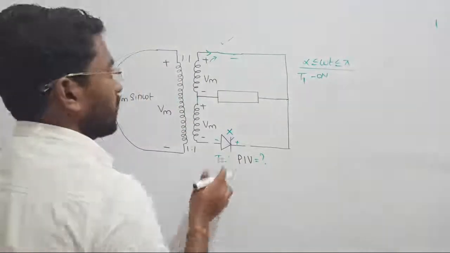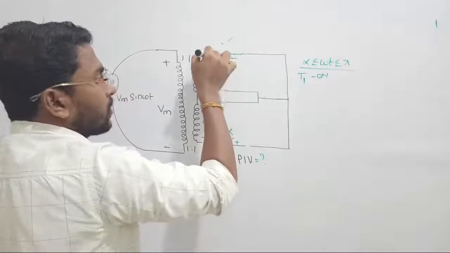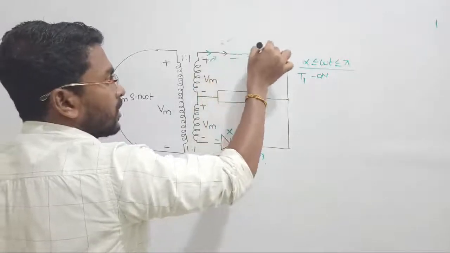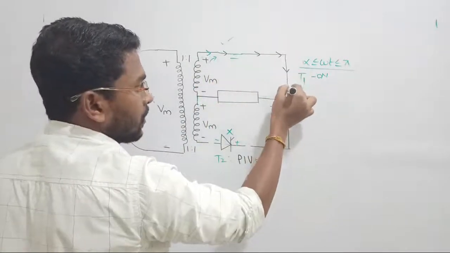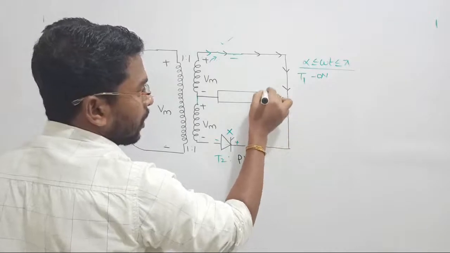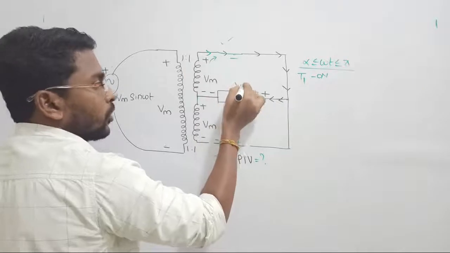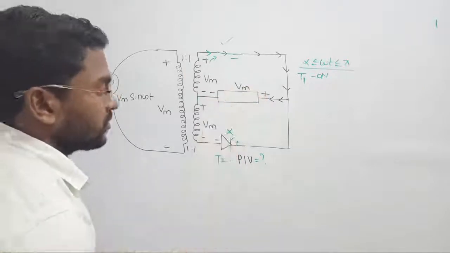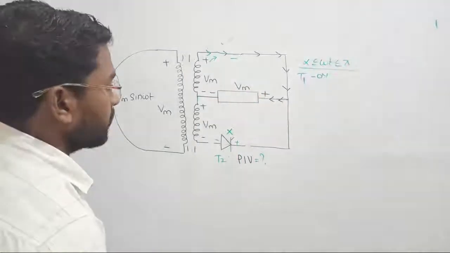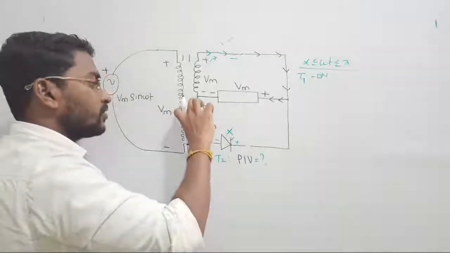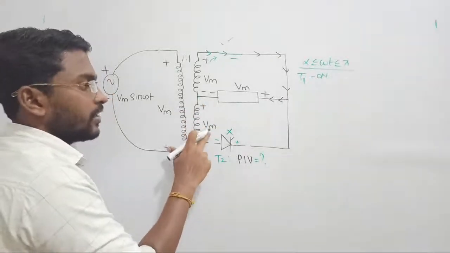If this thyristor is turned on, then what happens? The current starts flowing like this. It will come like this and come back through the load, where current entering point is plus and leaving point is minus. Output voltage should become equal to input voltage, so the same Vm will be dropped across this one. Now across this transformer, the induced voltage is minus plus Vm, right?